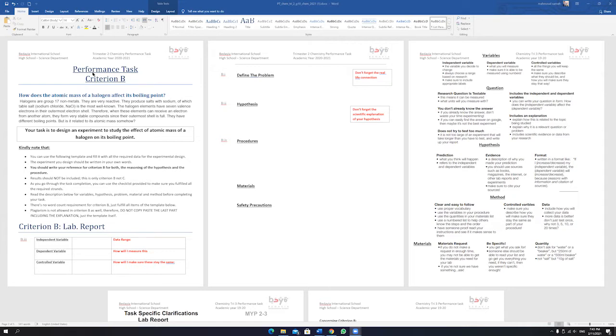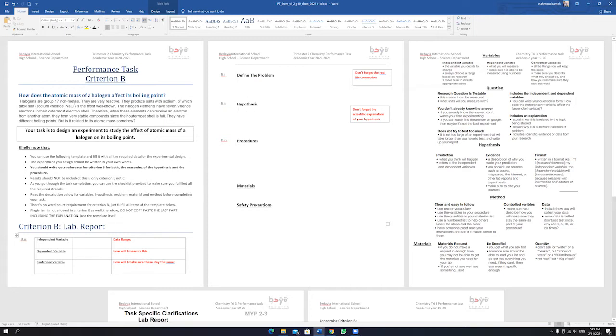Chemistry. This time the performance task is criterion B, not criterion C, as the one that we took before in this trimester. So the main difference is that criterion C is collecting data from an experiment that has already happened. However, criterion B is doing the experiment itself, and as you can see, you should write the procedures, materials used, and the safety precautions during the experiment.